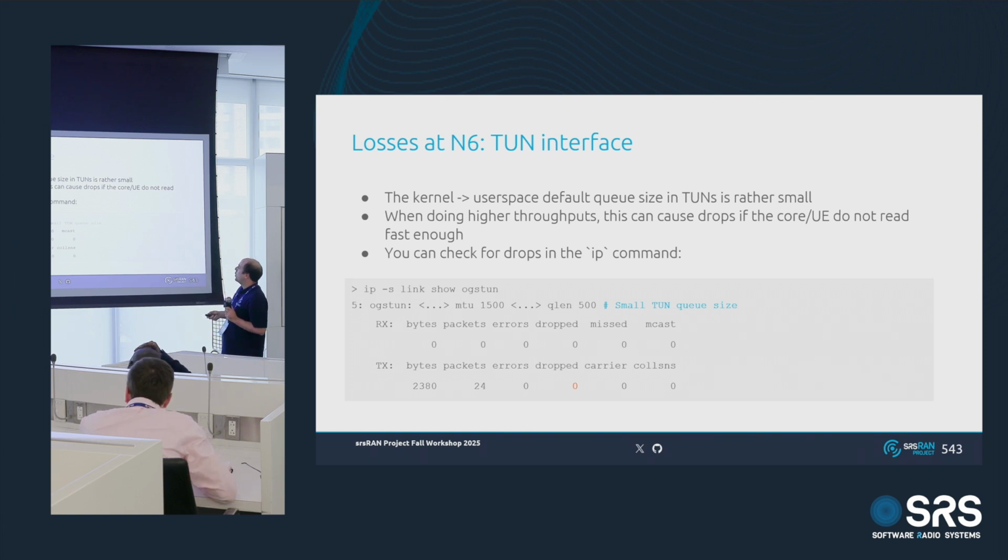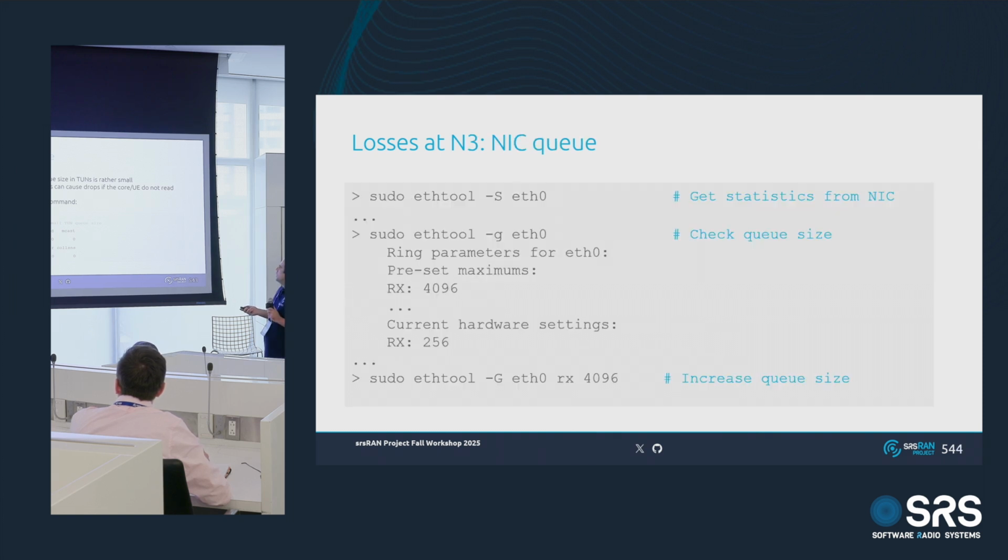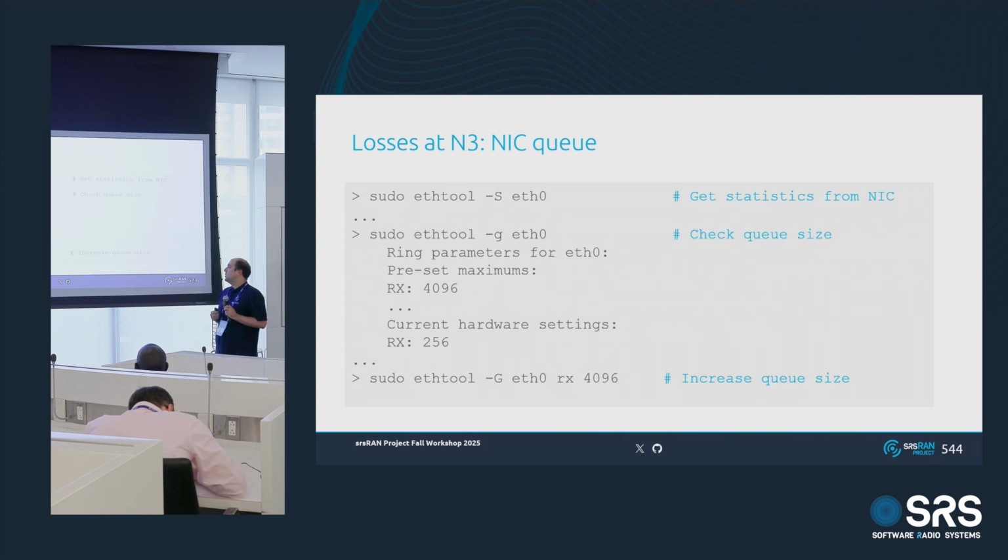You can check for drops using the IP command, and it's very easy to just increase. If this is happening, it's a very simple solution. Just increase the queue a bit. Usually, you don't need much more than that, and you simply resolve a hard to spot, easy to fix issue.